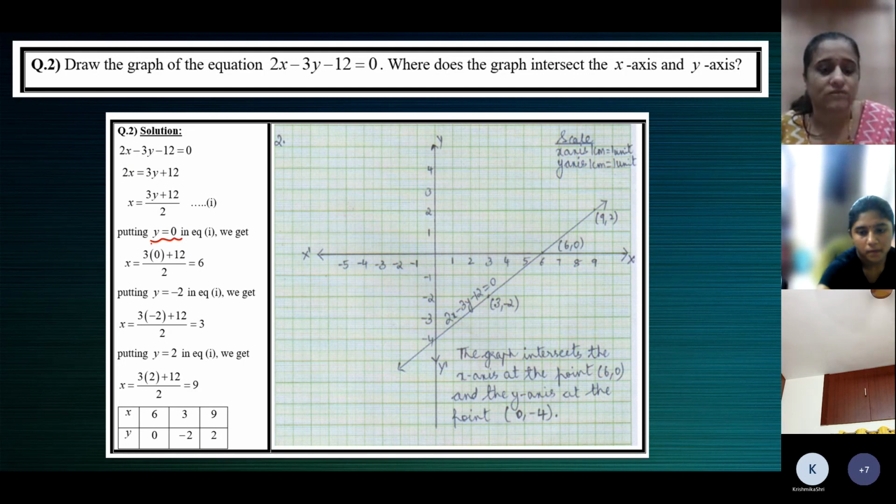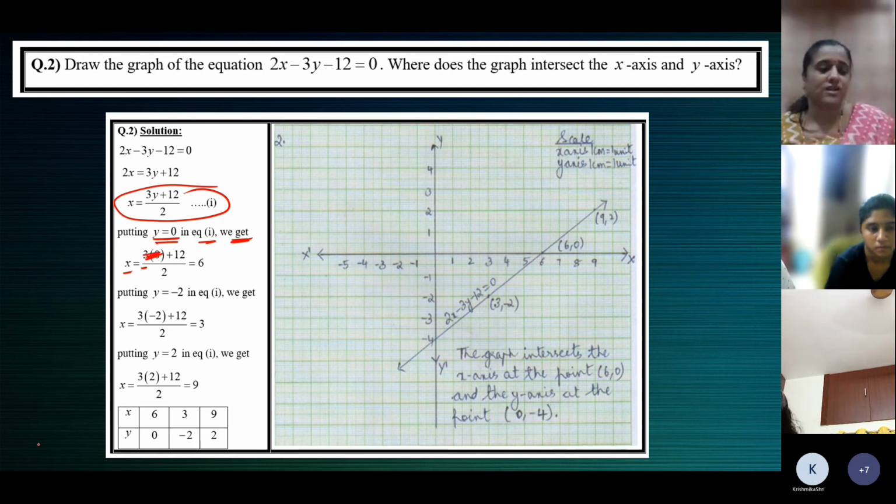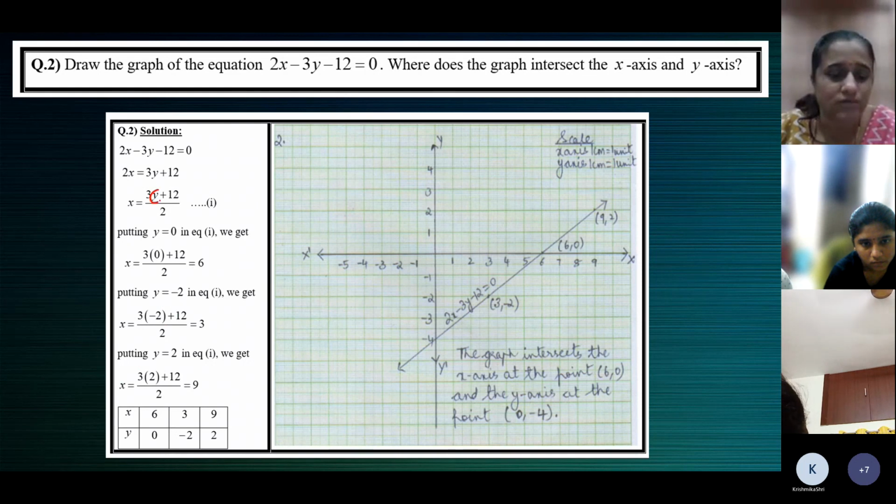So when y is 0, x will be what? 3 into 0 plus 12 by 2. Correct? Here you should substitute. See here, I've written clearly: putting y is equal to 0 in equation 1, we get x is equal to 3 into 0 plus 12 by 2. Solve that. 3 into 0 is 0. So 12 by 2, 6. Correct?